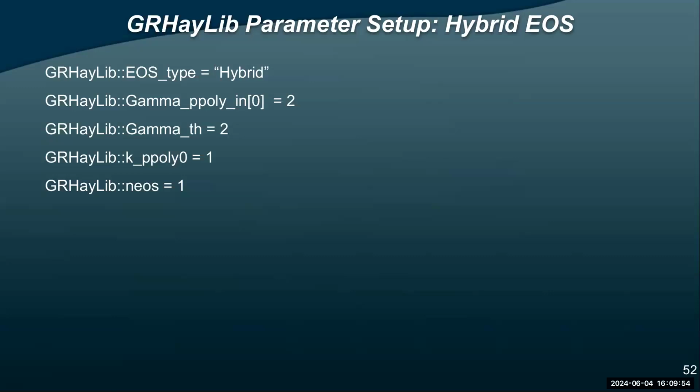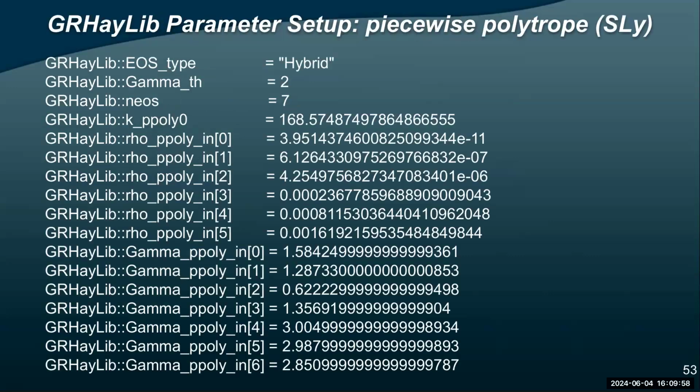Now, if you wanted to do a piecewise polytrope to match, say, SLy4, please ignore all the numbers you're about to see. But basically, you have to set all of these based on how many pieces there are in your polytrope. And you only have to set the first K, and it will automatically compute the rest. And then you just have to set all the gammas for each piece, and then you have to set the rho values that tell it when to change pieces, which is why there's one less rho than gammas.